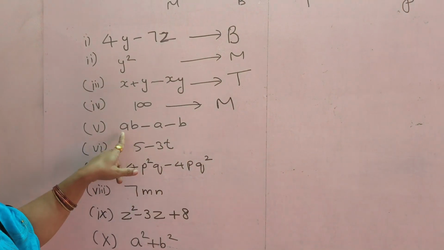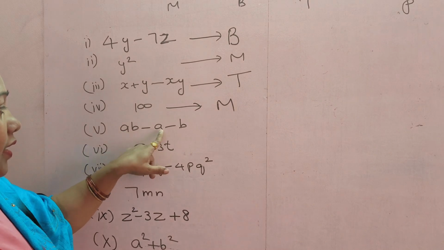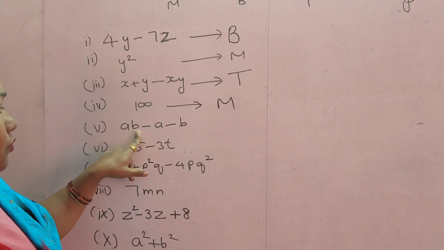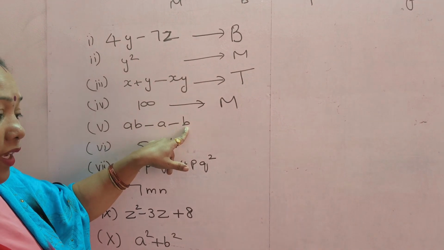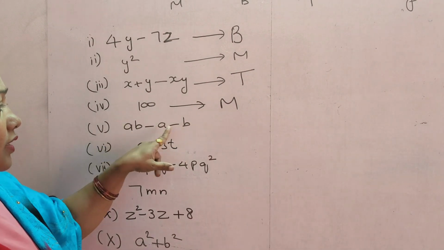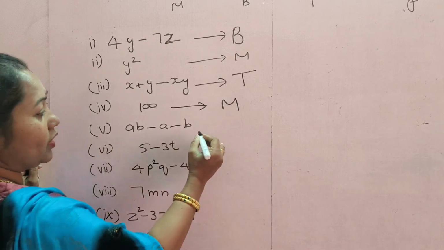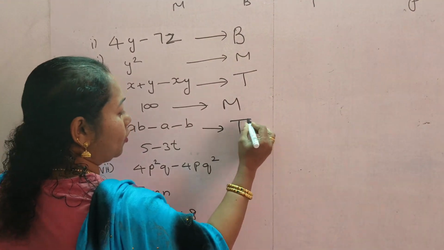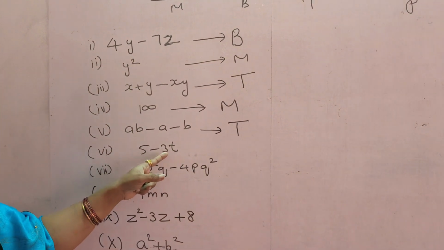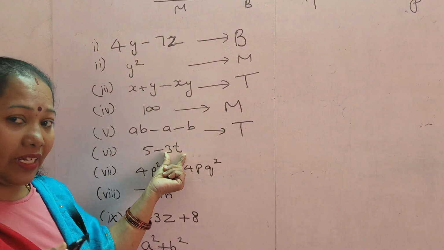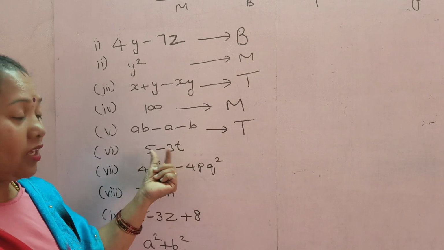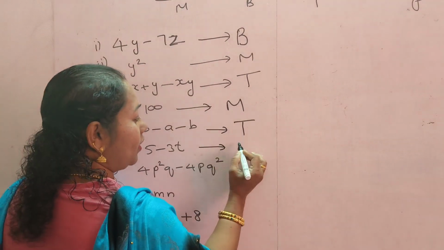Now let us consider this one, ab minus a minus b. So ab is one term. This is only a, not b there. And here only b, not a is there. So there are three terms here. So what will it be? Three terms, that means trinomial. 5 minus 3t. 5 is one term. 3t is the second term. So two terms are here. So two terms means what will it be?